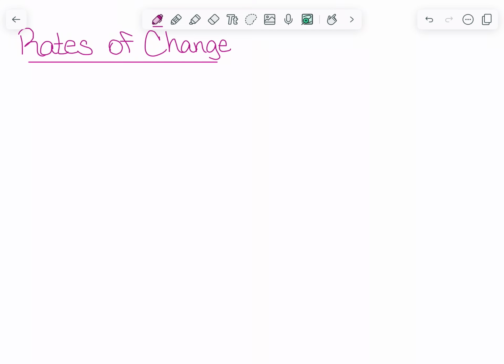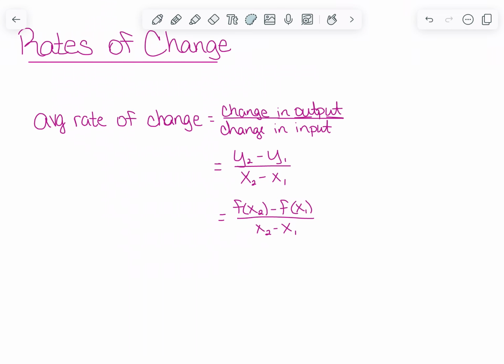Most of these are actually the average rate of change. These look at how something changes over some type of interval. There are several different ways to think about the average rate of change. Here are 3 different ways here. The average rate of change is thought of as the change in the output divided by the change in the input. If we have 2 points, one we call x1, y1, and one we call x2, y2, then we would do y2 minus y1 over x2 minus x1. And the same thing but written in function notation, f of x2 minus f of x1 over x2 minus x1.